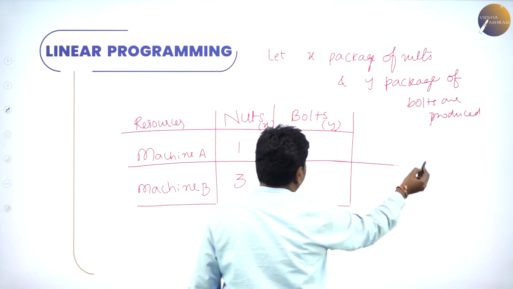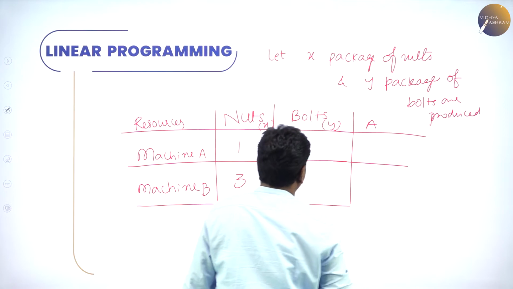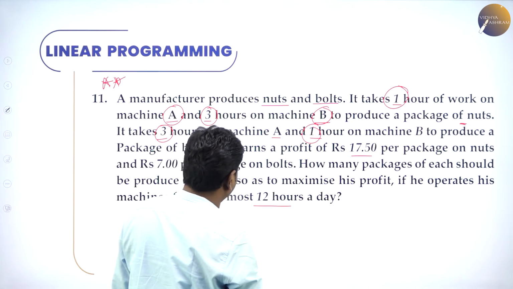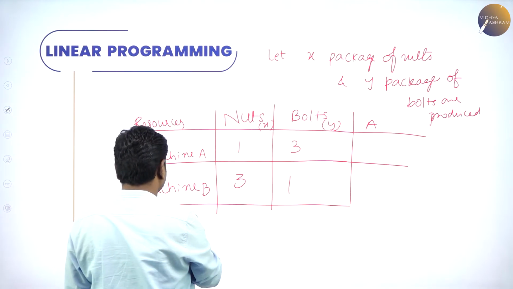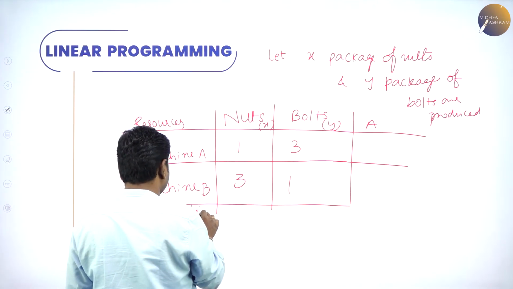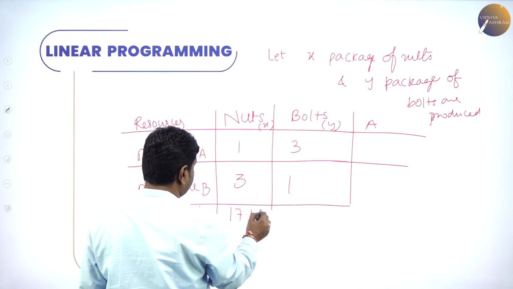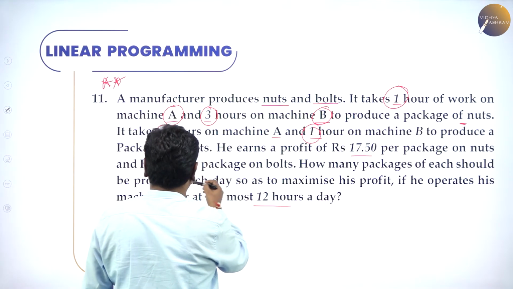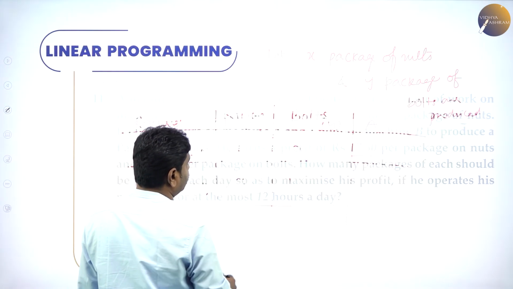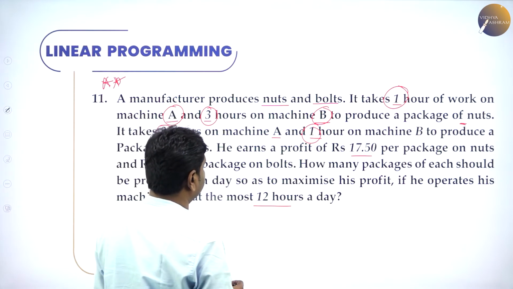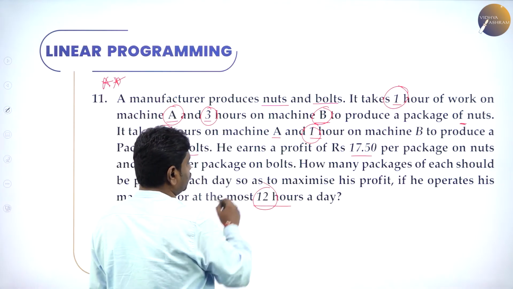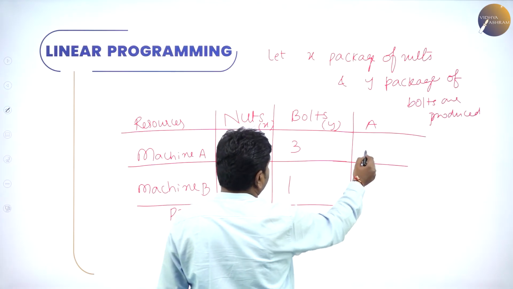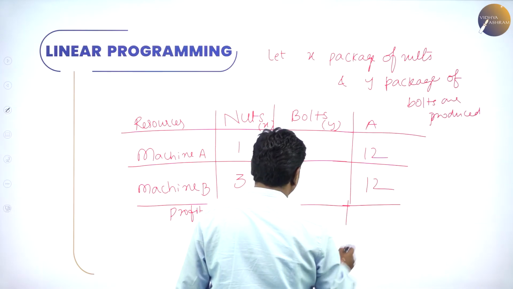And what is the availability they give? Profits they give: 17.5 rupees per package of nuts, and for bolts, the profit per package is 7 rupees. Further, availability: they told that at most 12 hours. If he operates his machines, the maximum availability is 12 hours each. So that's it.